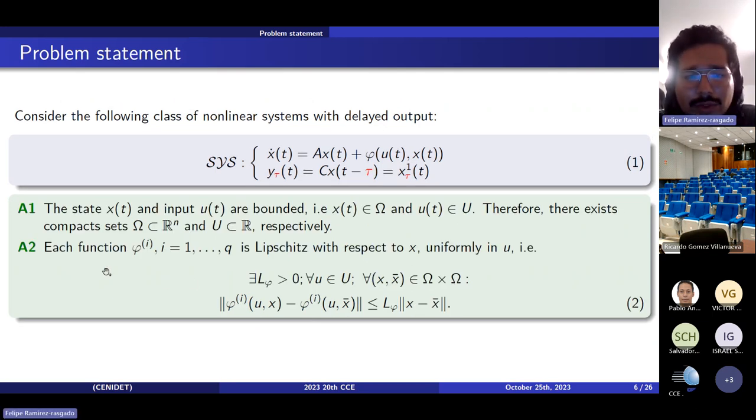The system must satisfy the following two assumptions. The first assumption is that the state and the input are bounded, so X is in a compact set, and U too. The second assumption is that each function phi is Lipschitz with respect to X and uniform in U, as shown in equation two. This is the Lipschitz constant of the function phi.